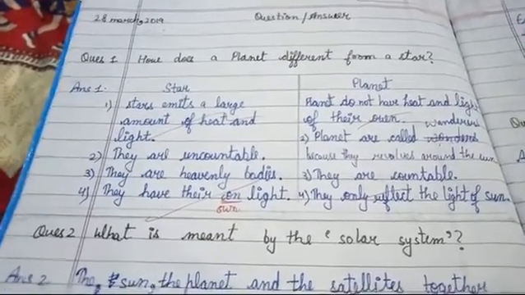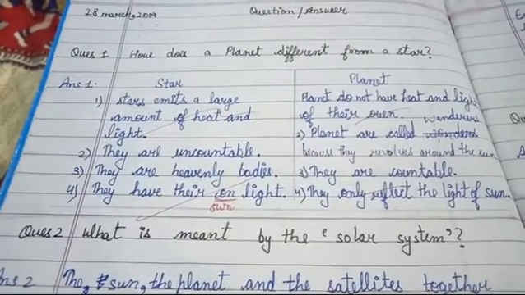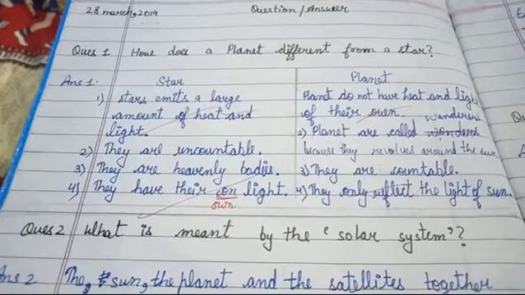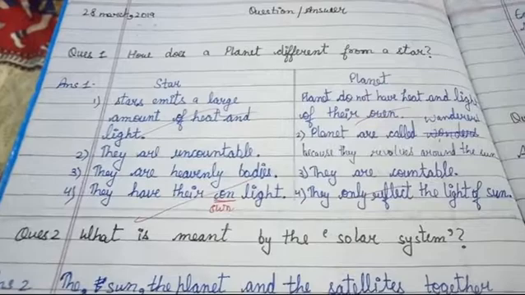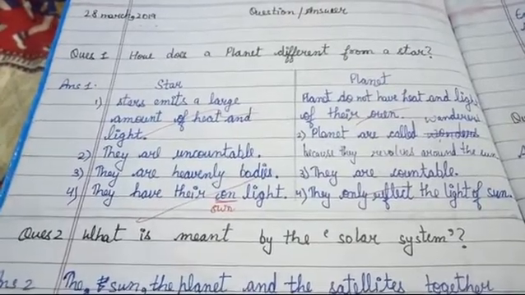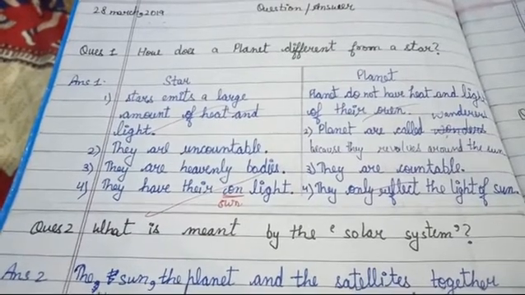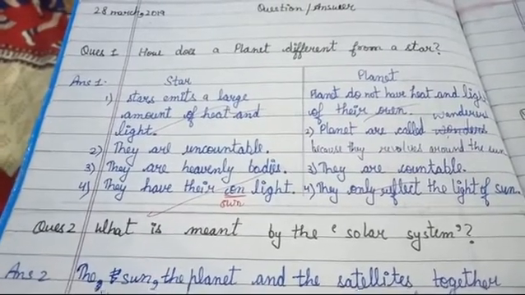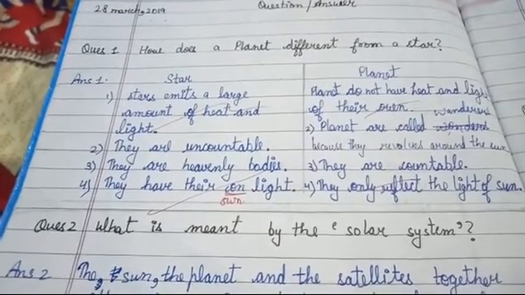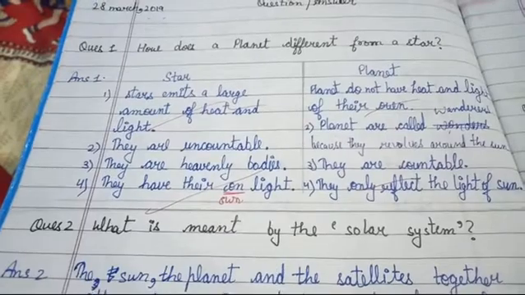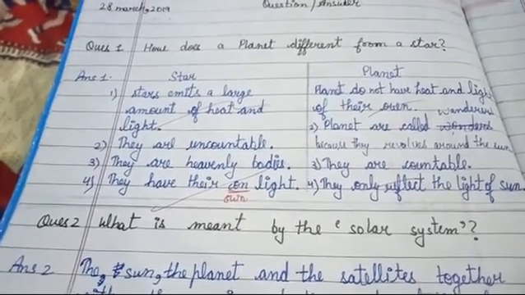Okay, now, first point is, stars emit a large amount of heat and light. As I told you, stars are shining bodies, so they emit a large amount of heat and light. वो बहुत ज़्यादा गर्मी और रोशनी या प्रकाश निकालते हैं. Whereas planets do not have heat and light of their own. सो जो ये प्लैनेट्स होते हैं उनके पास खुद की ना तो गर्मी होती है और ना ही कोई प्रकाश होता है.